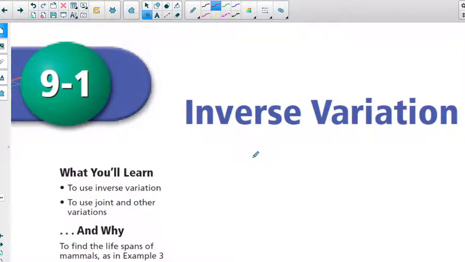Hey guys, 9-1 inverse variation part 2. This one we are looking at the second objective using joint and other variations. We have just two examples that we're looking at today.